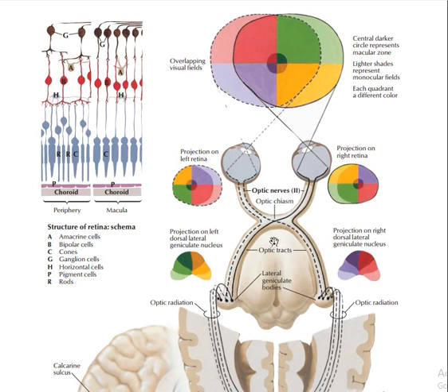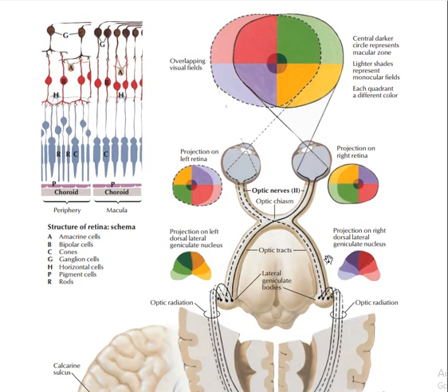So if you have a lesion here, you are going to lose the nasal part of the optic nerve, and the nasal part of the optic nerve takes the temporal images. This is why a lesion here causes a bitemporal hemianopsia. You're not going to see at the bitemporal zones.